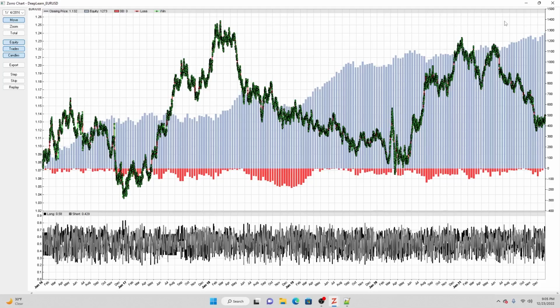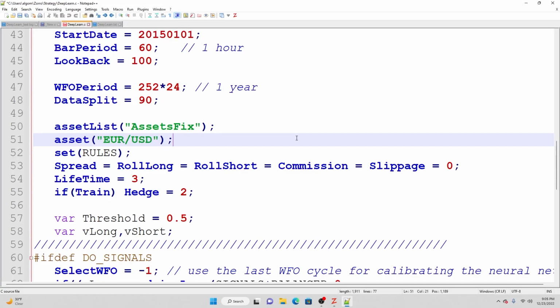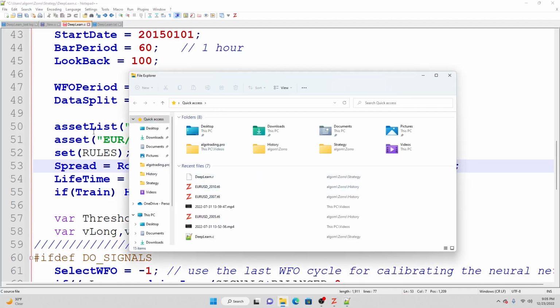Now, should you try this at home? And how come we're not all rich? Well, let me show you what happens if we become a little more realistic. This line here is basically telling Zorro that in this backtest, there should be no spread, no commission, and no slippage.